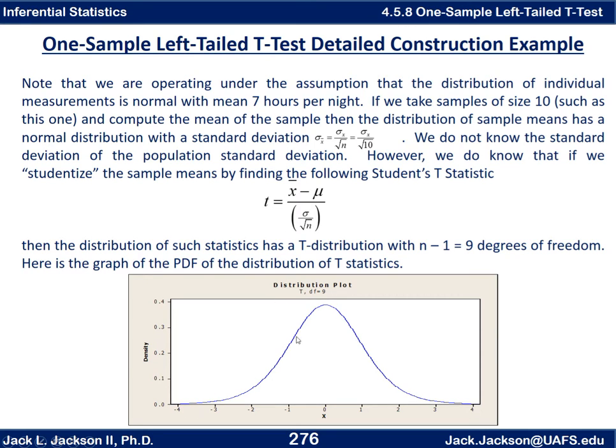This is the PDF for it, very similar to a normal PDF. In fact, it's very similar to a standard normal. It has mean 0 and a standard deviation, not 1, but just a little bigger than 1. So it's a little shorter right in the middle, just barely, and a little fatter, a little bit more spread out than the standard normal, but otherwise pretty close to the same shape.